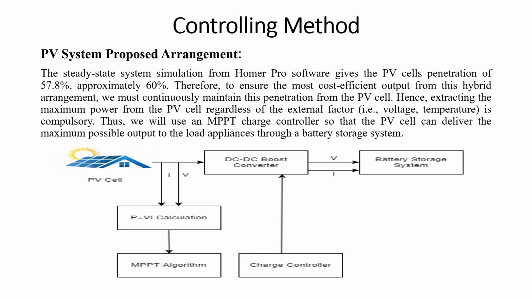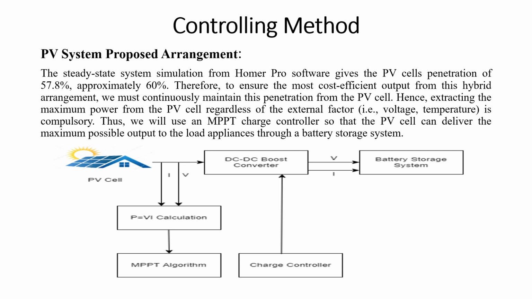So now we need to design a controlling system, because to get the maximum efficiency and maximum output from both systems, we need to design an appropriate control system. So first of all, we will discuss the controlling arrangement of the PV system.